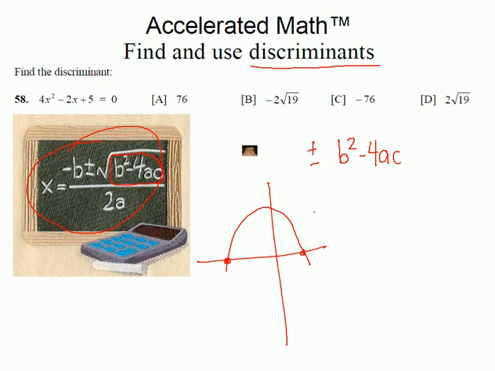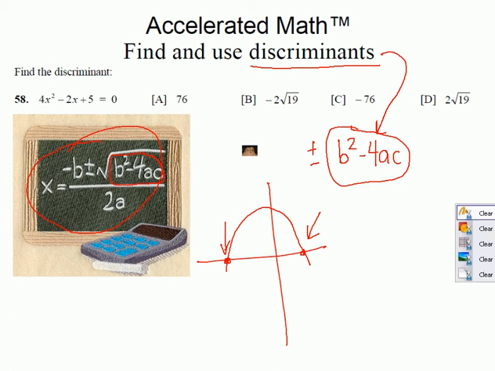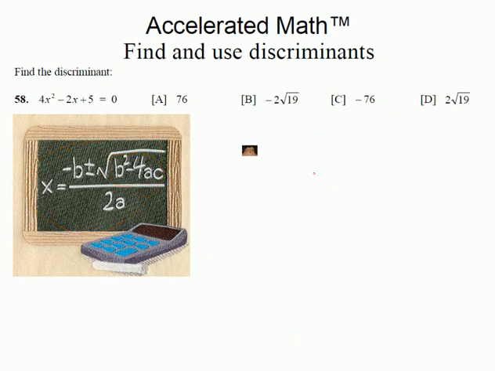At the very end of the formula, you do plus or minus this, and the plus one may give this one and the minus one may give that one. So it distinguishes between the two roots. And specifically, the discriminant is this portion. So the good news is we don't have to do the entire quadratic formula. We're only doing that one little piece.